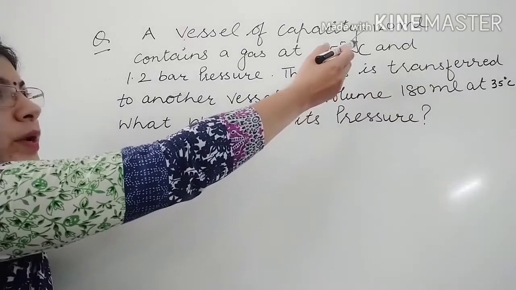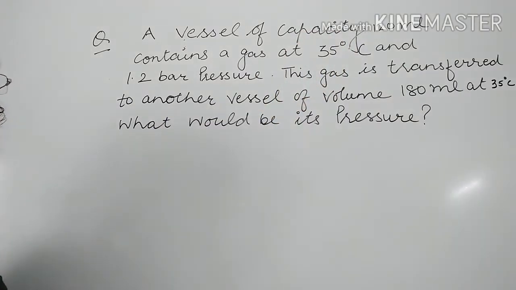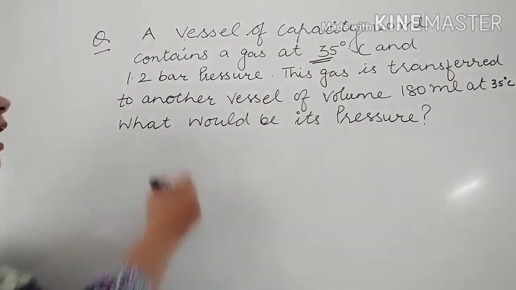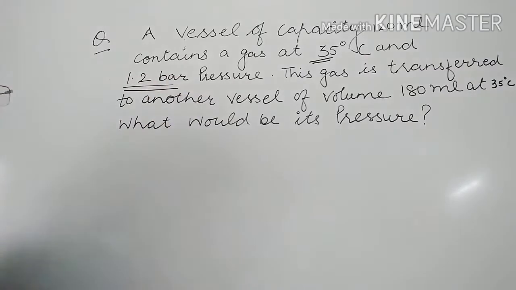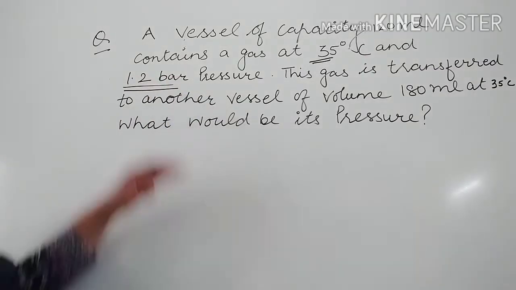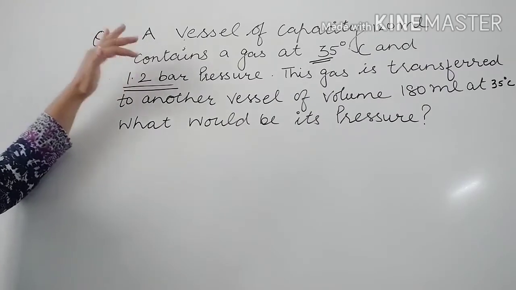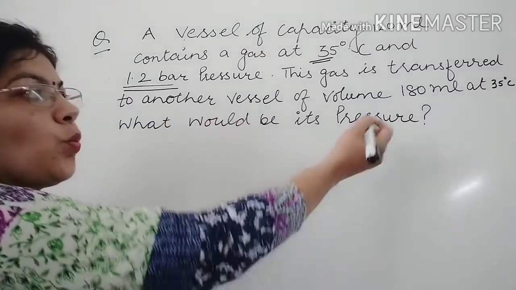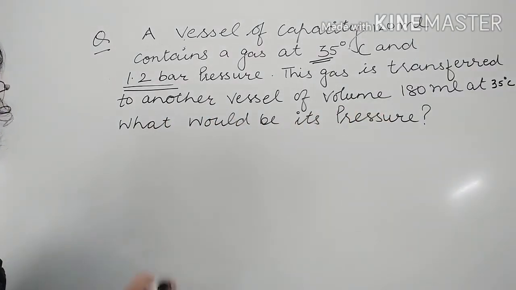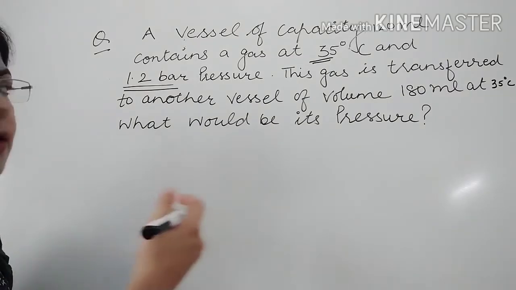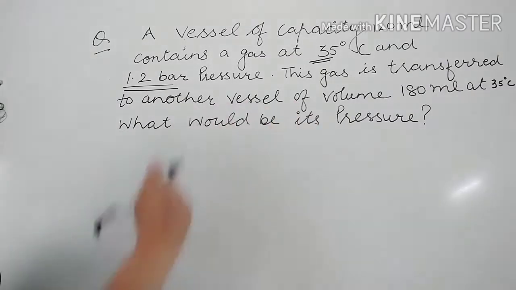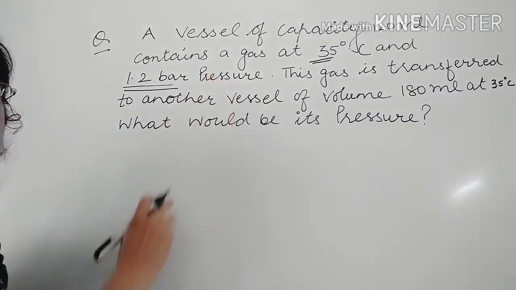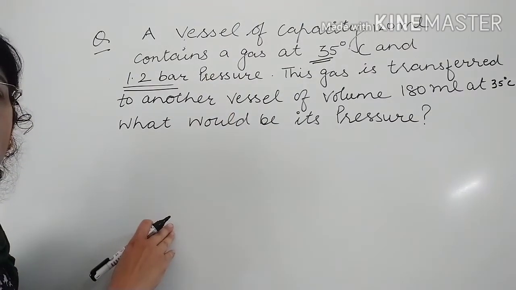Here 120 ml is the volume of the first container, 35 degrees is the temperature, and 1.2 bar is the pressure of the first vessel. Now the same gas is transferred to another vessel of capacity 180 ml. As the temperature is 35 degrees Celsius, it means the temperature is constant, so we have to apply Boyle's law.